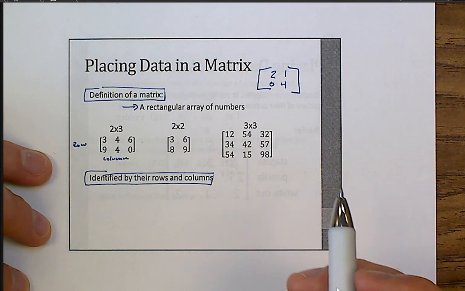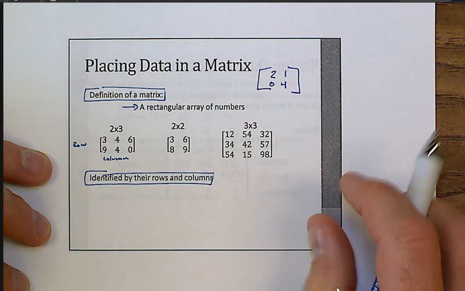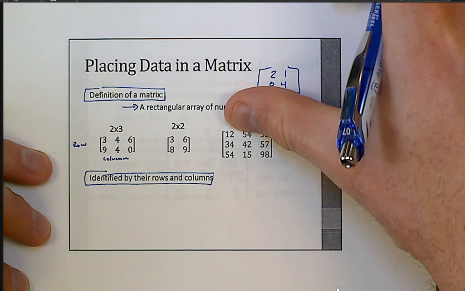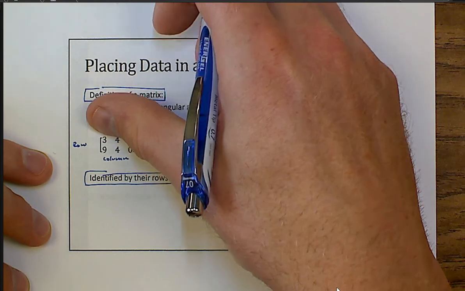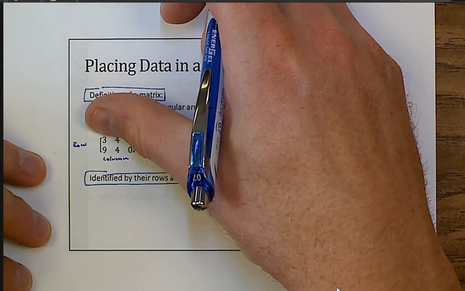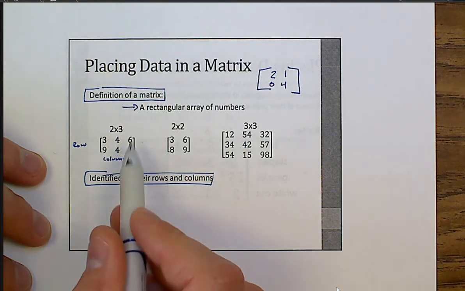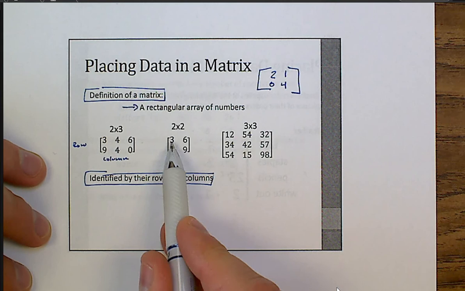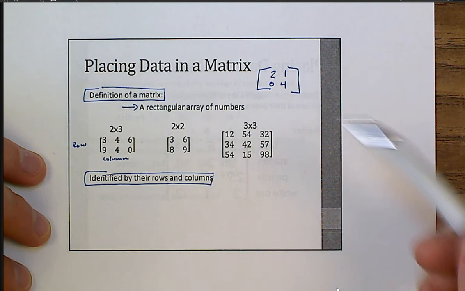All right. So when you identify, like if I gave you that right there, well, that's kind of easy, but something like that, I would say, okay, how would you identify that matrix? That is a 2x3. Why? Because there's 2 rows and 3 columns. This is a 2x2. You have 2 rows and you have 2 columns. This is a 3x3 here.